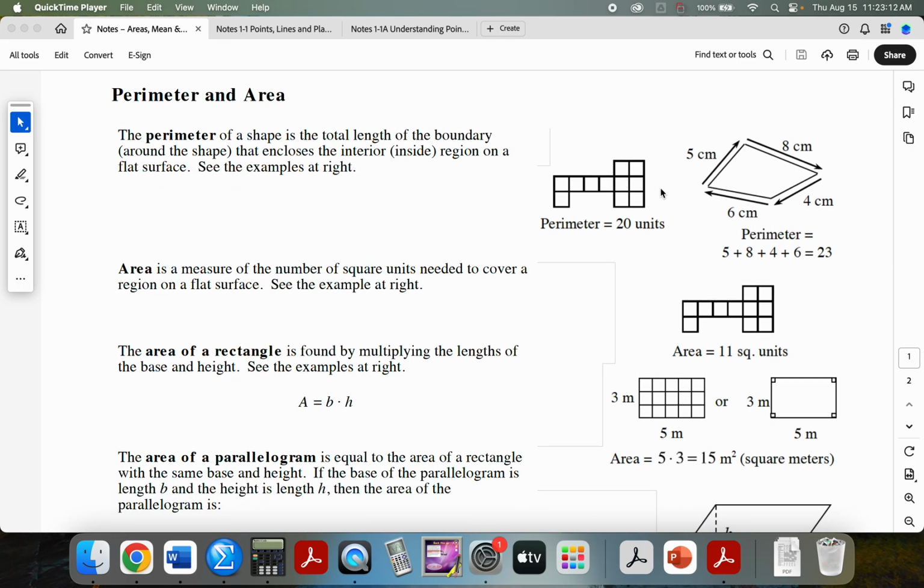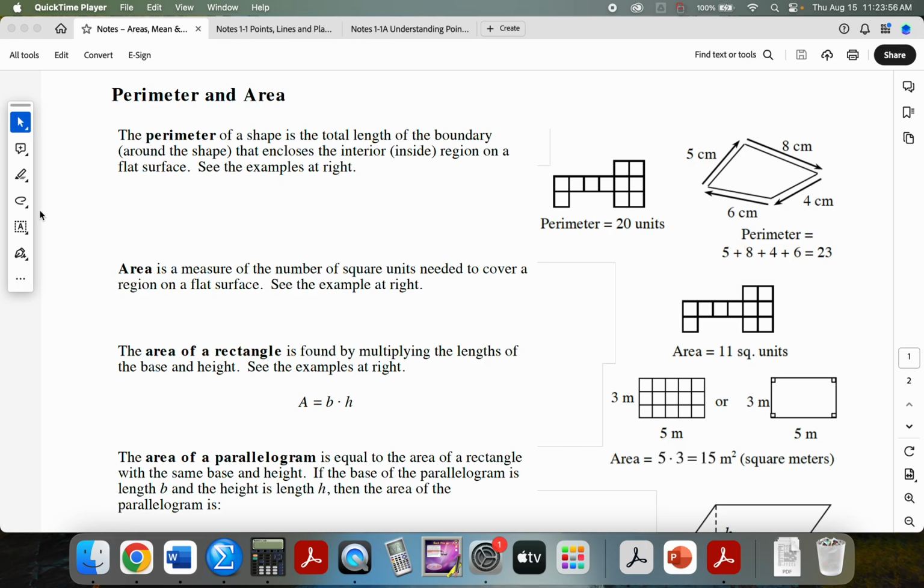So the first two things we're going to talk about are perimeter and area. Perimeter of a shape is the total length of the boundary around the shape that encloses the interior region on a flat surface. Here are a couple of examples. For one like this, where you have a bunch of squares that have been put together, you just have to count all the way around the figure, right? Where you have individual side lengths, what do you do to those to get the perimeter? Anybody? Yeah. You just add those together, right?